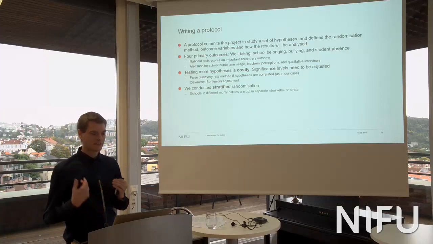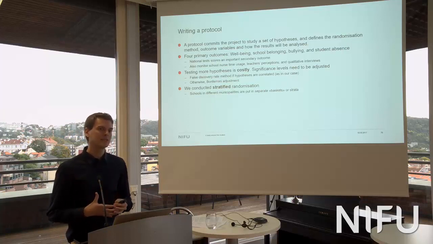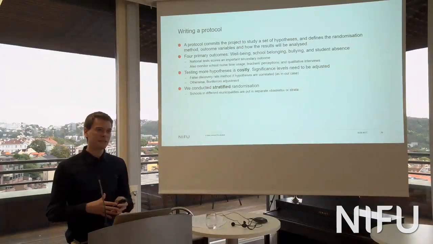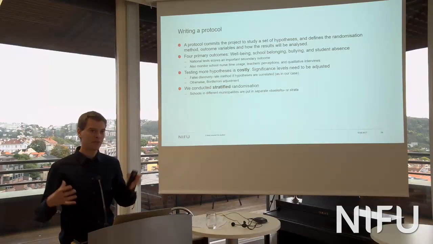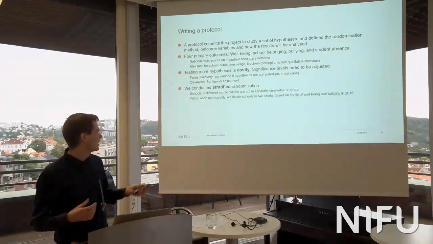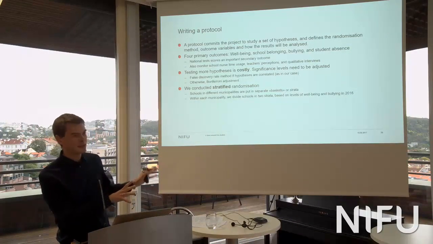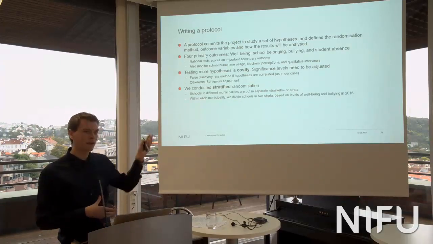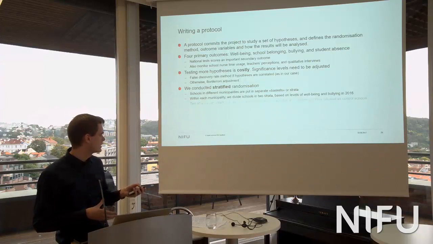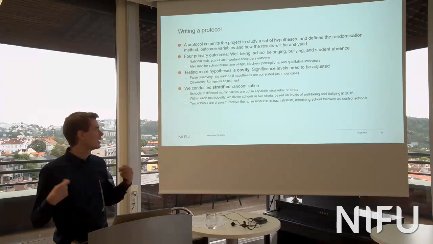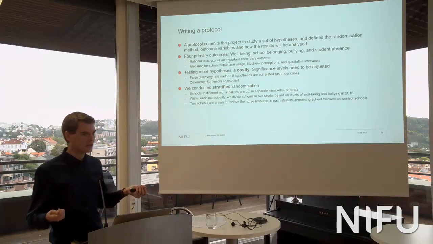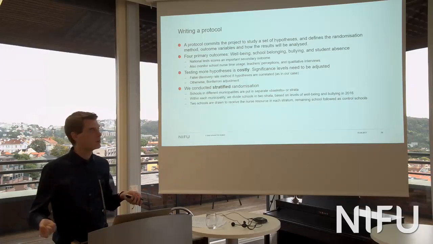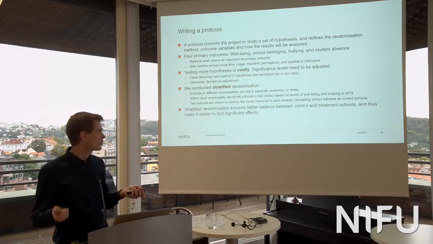Also in the protocol, we state the randomization method. In this case, we did a stratified randomization. That means that schools in different municipalities were put in different baskets or strata. Then also within each municipality, we divide the schools in 2 strata based on levels of well-being and bullying in 2016. And then 2 schools are drawn in each stratum to receive the nursery resource, and the remaining schools are followed as control schools.